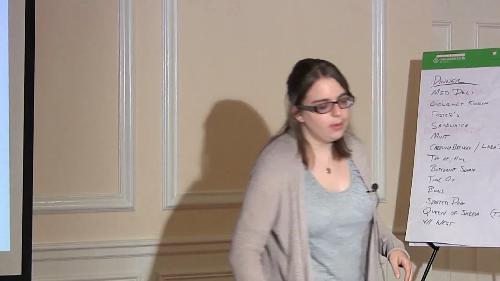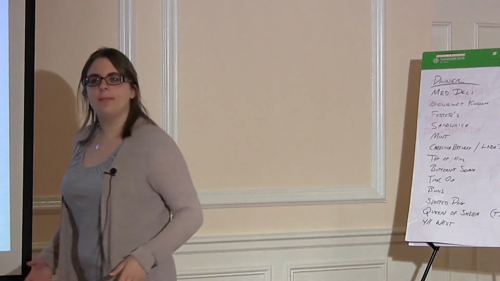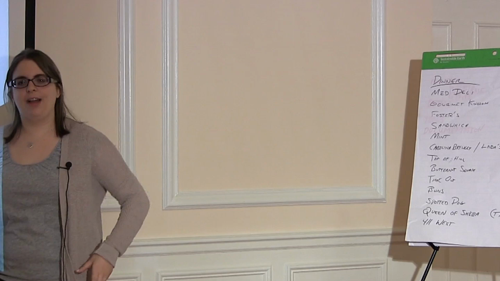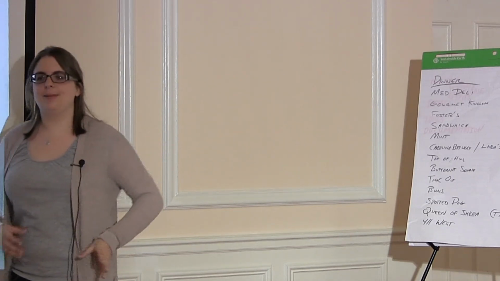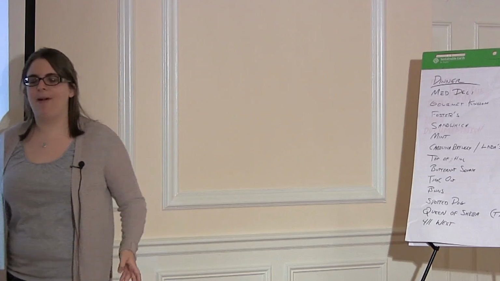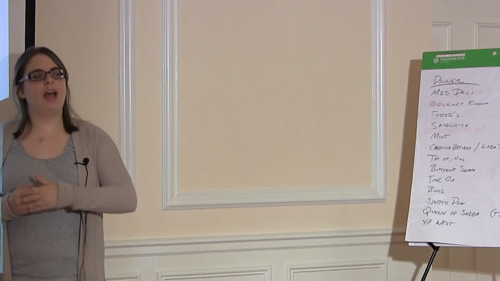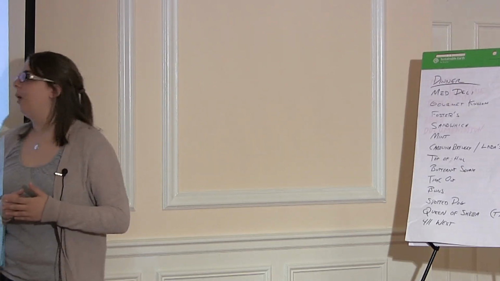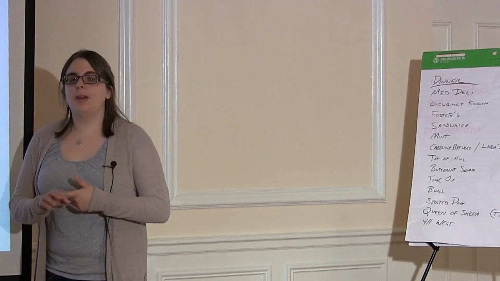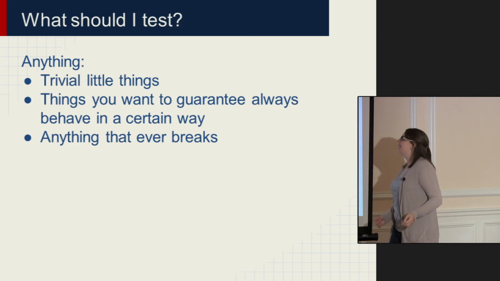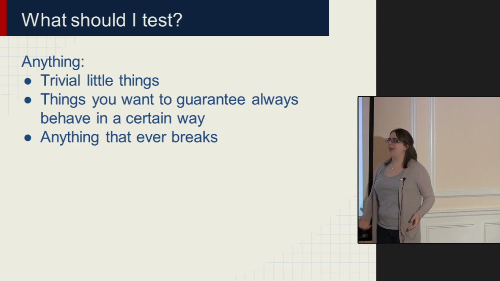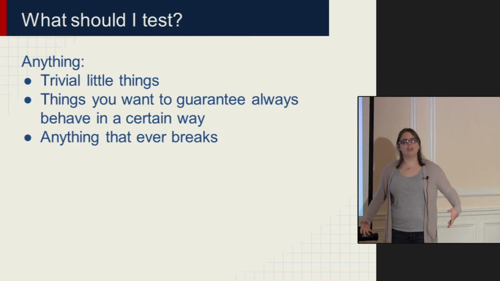And then also, things that are trivial. As a developer, I've definitely had a lot of cases where I thought a piece of code was totally going to work, and it was really, really easy, and then there were a couple of small bugs that I wouldn't have found if I didn't write a unit test for it. Things that you want to make sure are always true. Things that you're adding to the master code base are a really good example of that. Making sure the behavior is good, and anything that ever breaks.